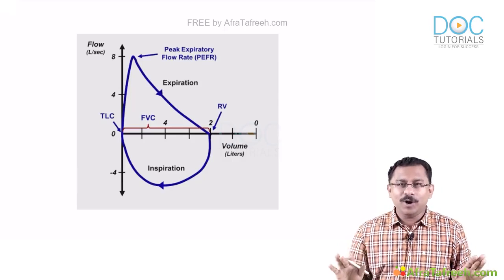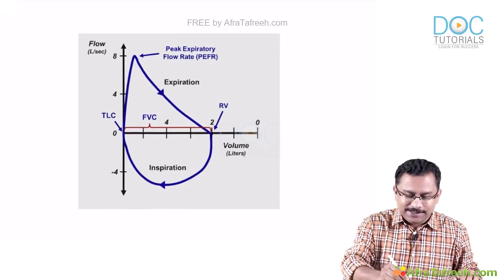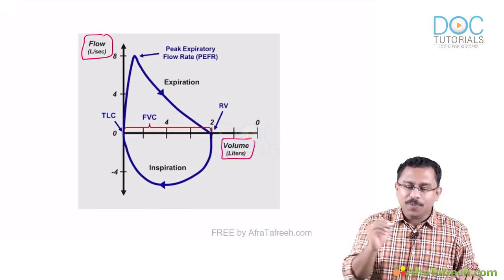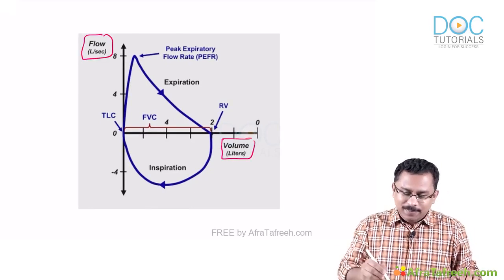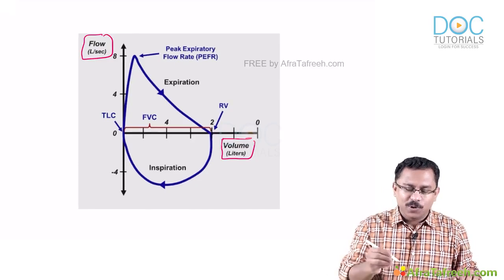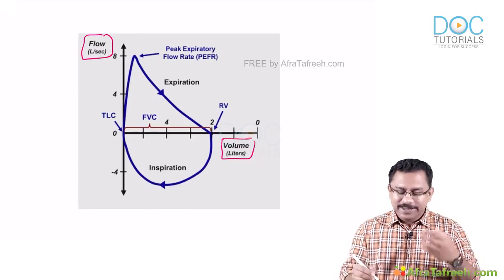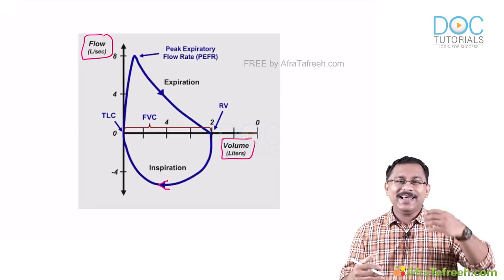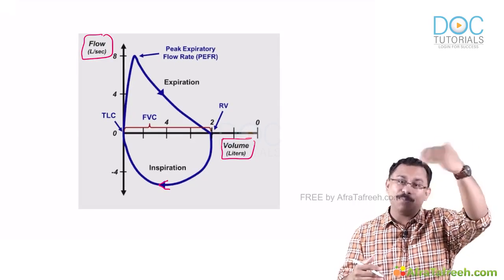So this is the flow volume loop. On the x-axis, you can see the volume. On the y-axis, you have the flow, correct? And remember, in a flow volume loop, the part of inspiration is represented in the downward part and expiration is actually in the upward part.